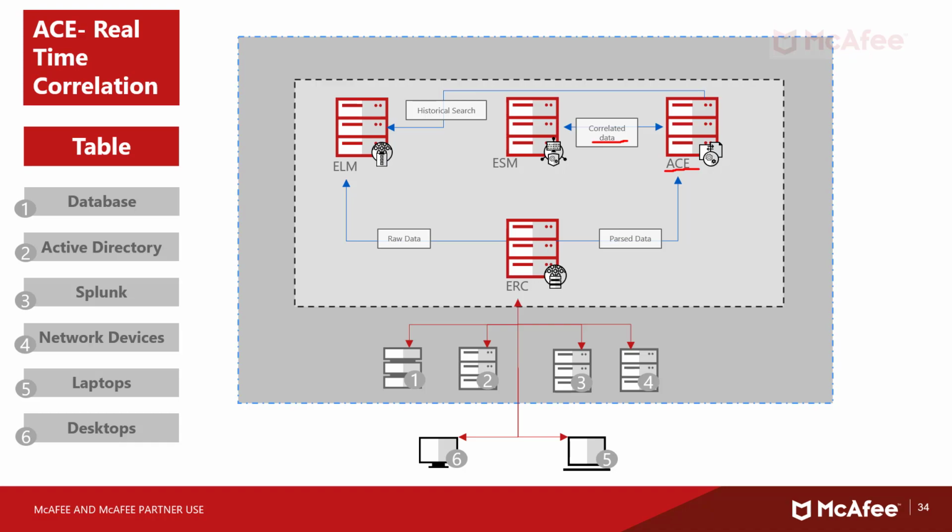Now the only difference is that with historical settings, ESM tells ACE to go out and reach it. During real-time correlation, the parsed data is sent directly to ACE, and ACE handles it on its own instead of as scheduled. The raw data still gets sent to ELM, whether the configuration for real-time or historical is set differently. And again, ELM is just the raw data log holder for this ecosystem. And with that, that is the difference between real-time correlation and ACE historical correlation.